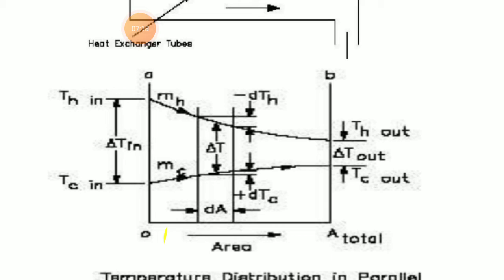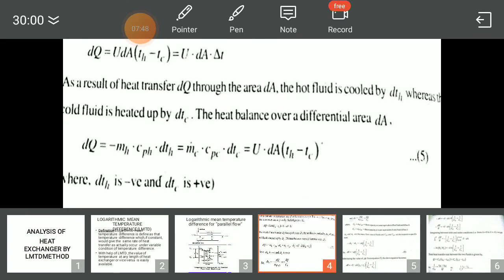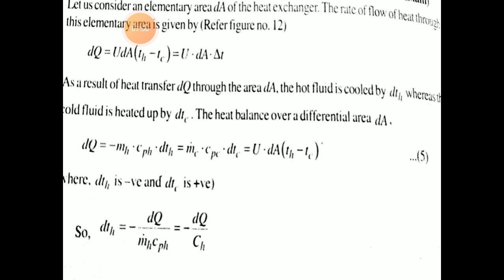So through this small elemental area, heat will be rejected by the hot fluid and heat will be absorbed by the cold fluid, right? From the thermodynamics point of view, when the heat is rejected, it is considered as negative. When the heat is absorbed or supplied, heat is considered as positive, right? So here, whatever I mentioned is given.